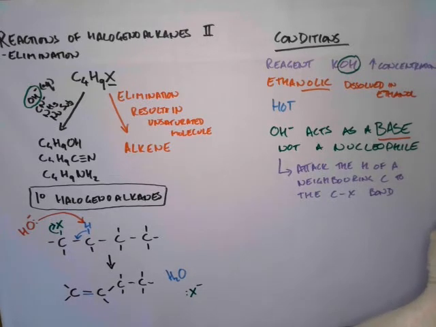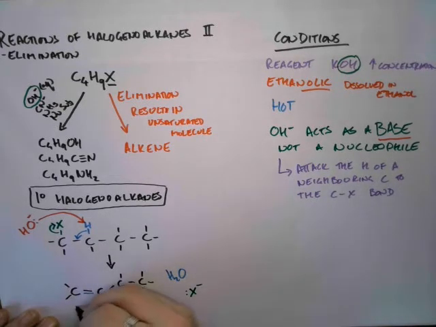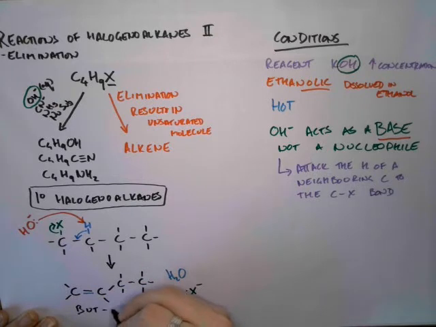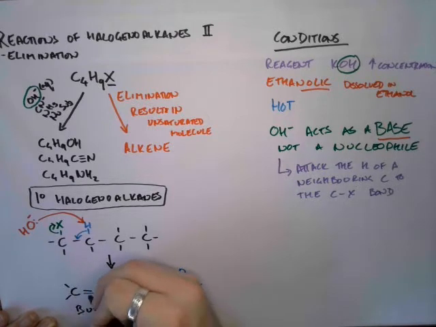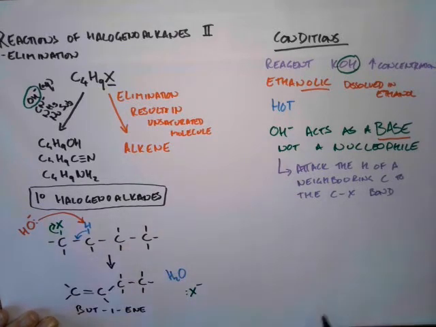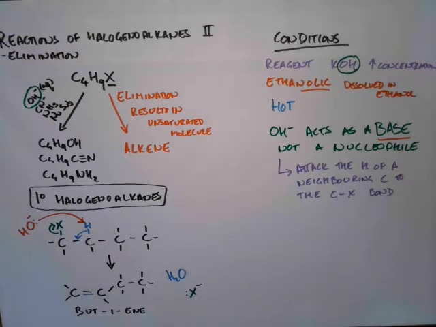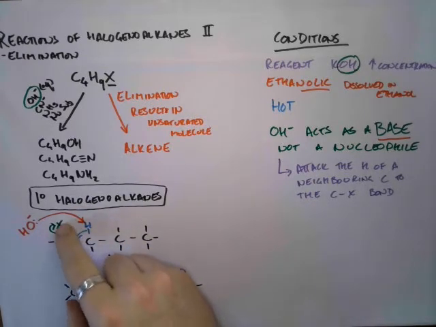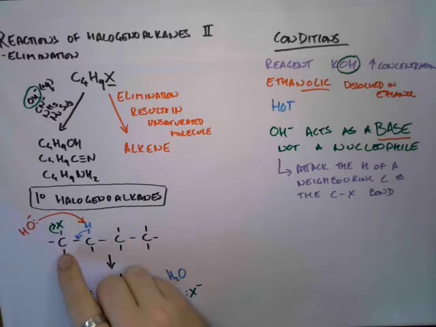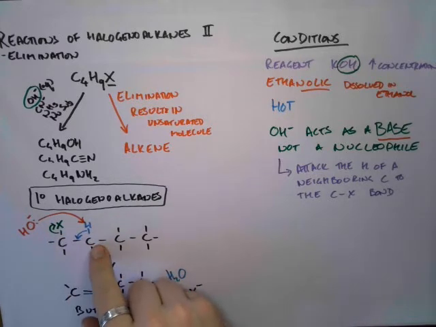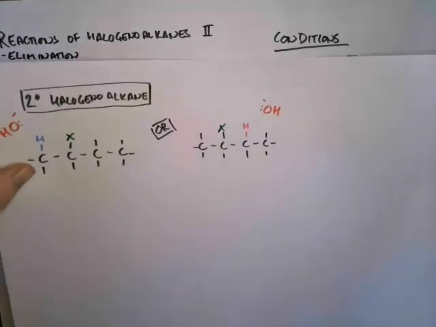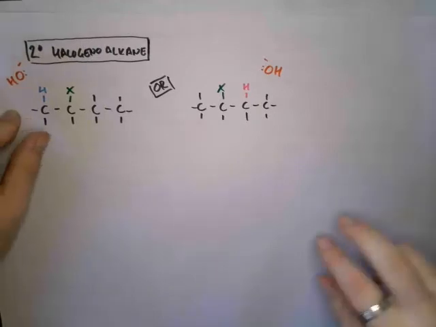And if we just wanted to practice naming this, this is going to be but-1-ene, and there's going to be no EZ isomerism because it's on the first carbon and it's got those two hydrogens present there. So it's pretty straightforward for a primary halogenoalkane, and this is primary because the carbon from the carbon to halogen bond has only got a single carbon attached to it, so it's only got one neighbour, so it is a primary halogenoalkane. We're now going to look at what happens if we use a secondary halogenoalkane.